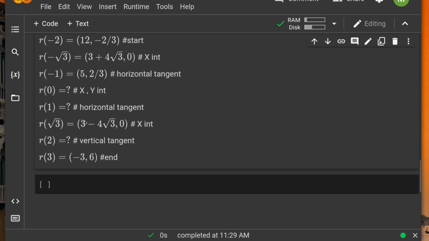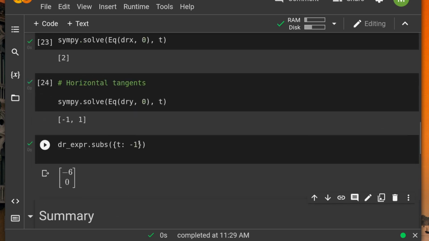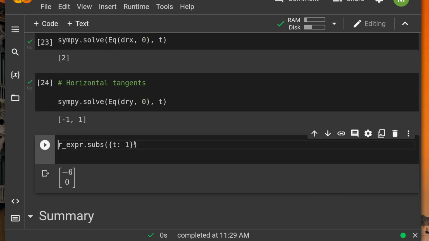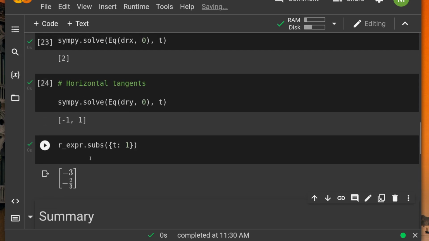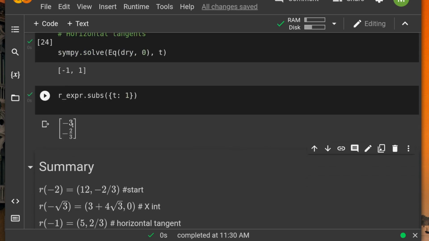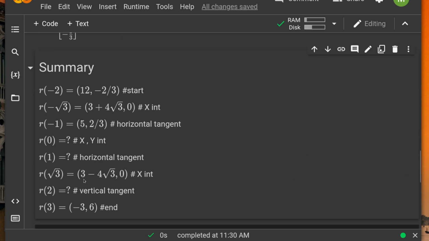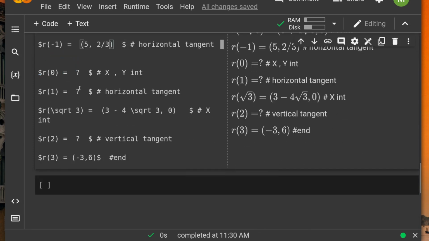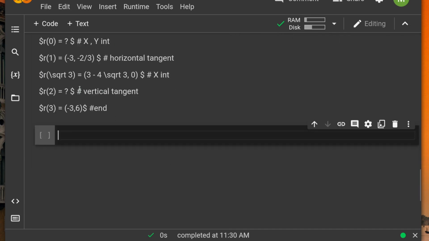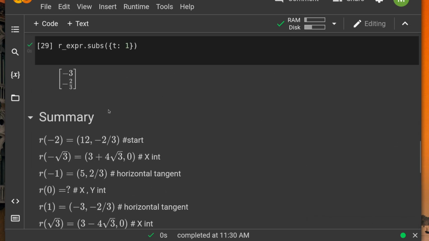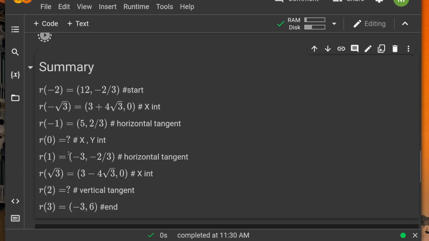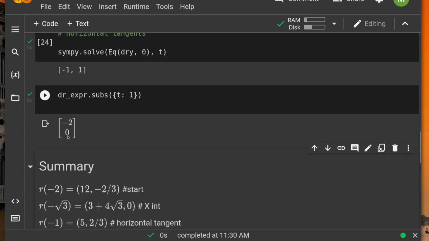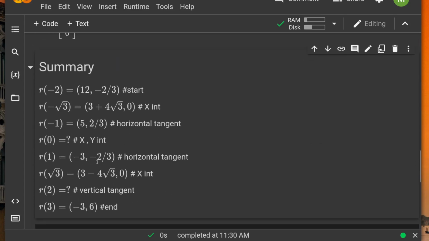Let's do the other one when the parameter is equal to 1. So the coordinates of the point on the curve is minus 3, minus 2 over 3. And let's, for good measure, check the derivative as well. This is a horizontal tangent, so we expect the y component to be 0, the x component to be non-zero. And that is exactly what we get.